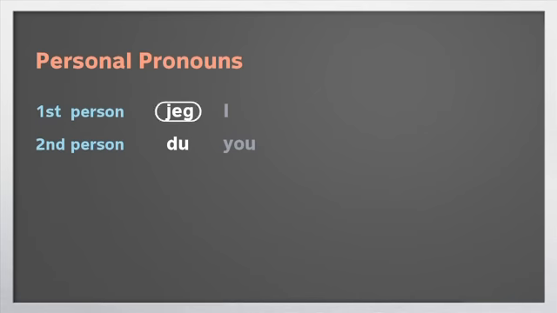Jeg, du. In Danish, the speaker uses the pronoun jeg, meaning I, when referring to him or herself. In Danish, the speaker uses the pronoun du, meaning singular you, when referring to the person spoken to. There is also in Danish, as opposed to English, a form that can be used when addressing somebody formally or in a polite manner. This will be dealt with on a later occasion.